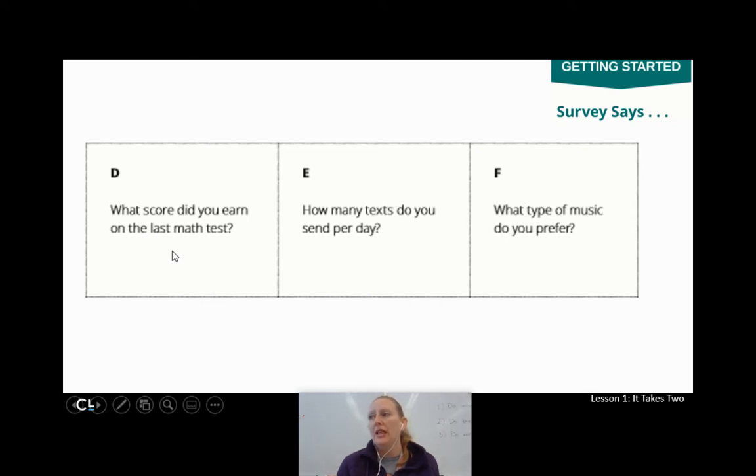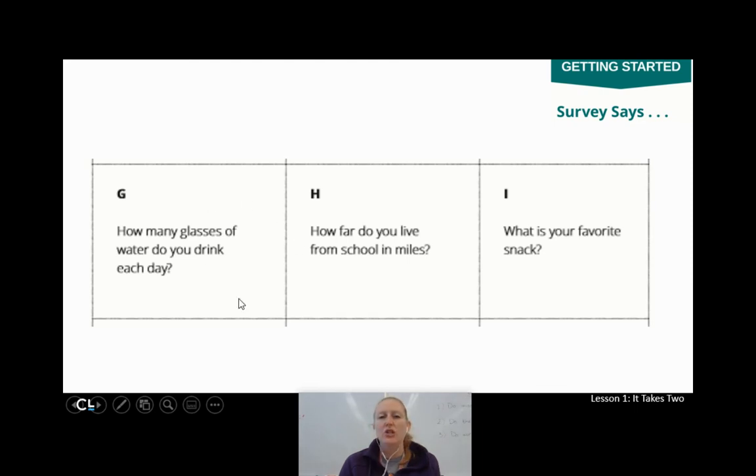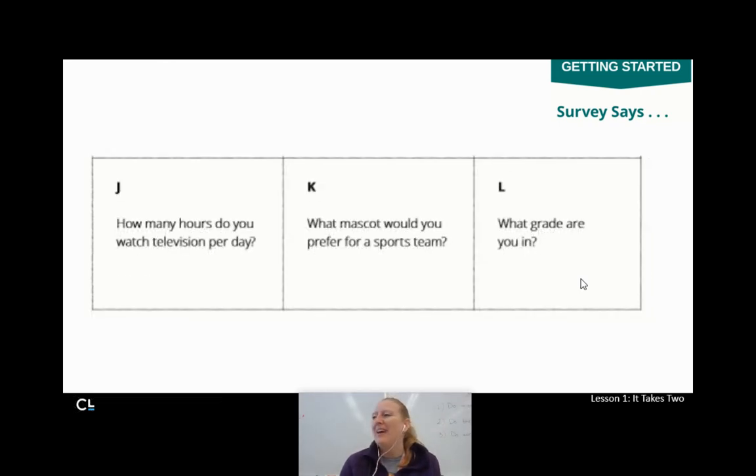What score did you earn on the last math test? That'd be a numerical response, wouldn't it? How many texts do you send per day? A numerical response. What type of music do you prefer? That would be a category, wouldn't it? Not a number. How many glasses of water do you drink each day? That'd be a numerical response. How far do you live from the school in miles? That'd be a number, right? What's your favorite snack? That's a category. How many hours do you watch television per day? That'd be a number. What mascot would you prefer for a sports team? That'd be a category, right?